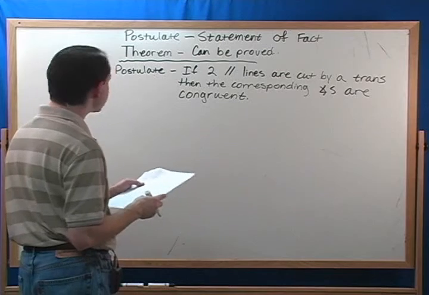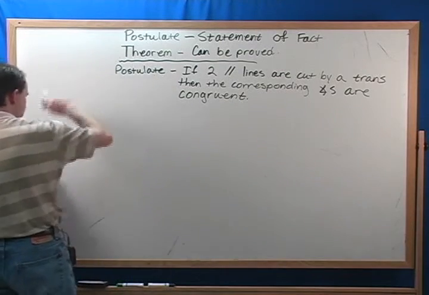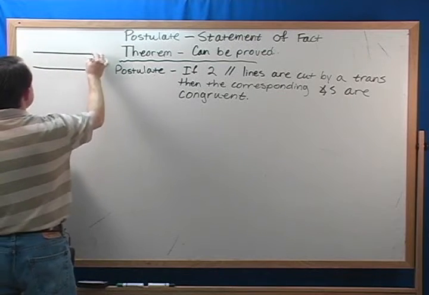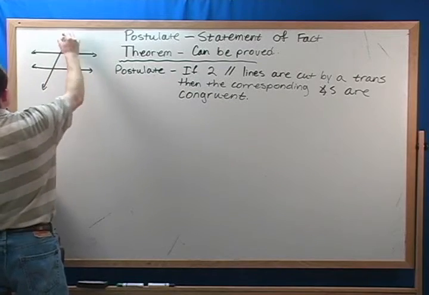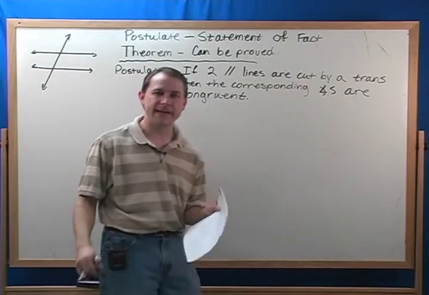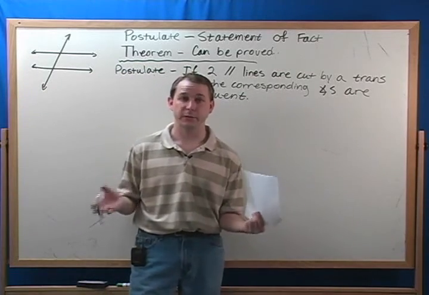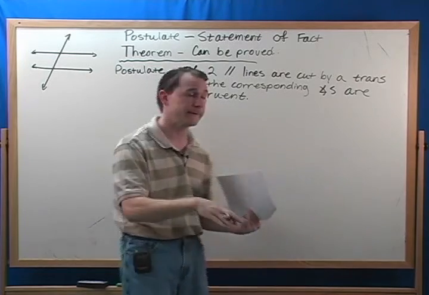Okay? This is a statement of fact. Now, let me go ahead and remind you of what we're talking about here. Here are two parallel lines. And here's a transversal that cuts them. All this says, and you have to get good at reading the math and trying to figure out what it means. If you don't do that, you'll never get anywhere. You have to read it slowly and understand each and every word. So let's do that right now.